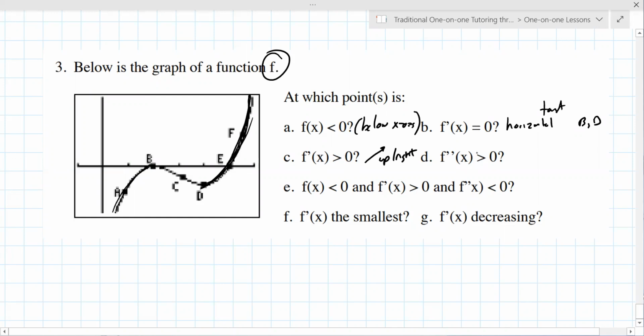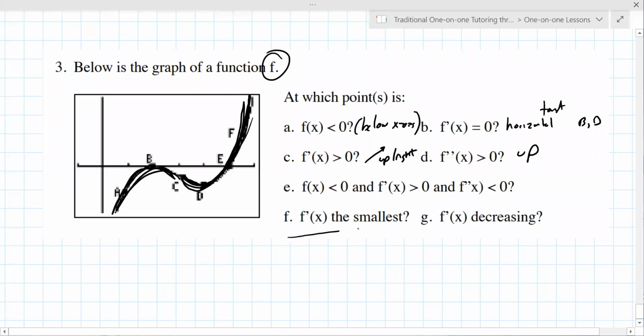Yeah, that's true. So f double prime of x greater than 0 means it's concave up. Where is it concave up, holding water? So it looks like it's C to infinity. And then concave down the other way. True.